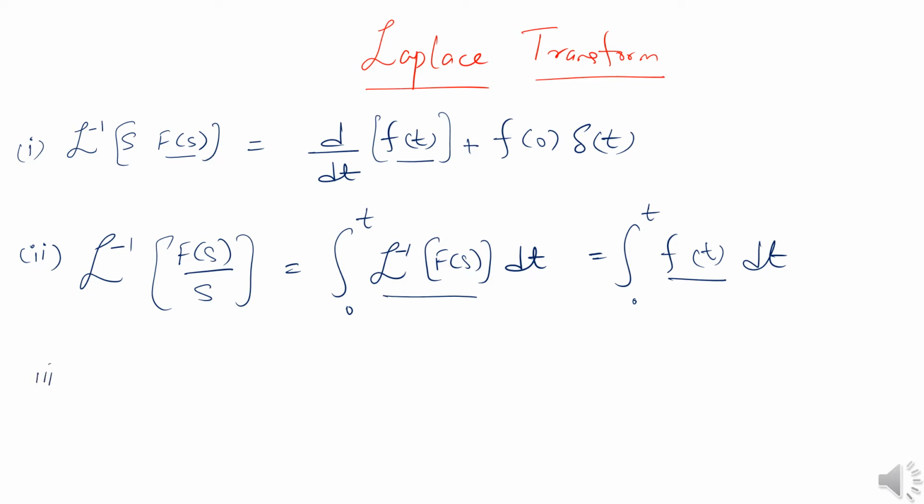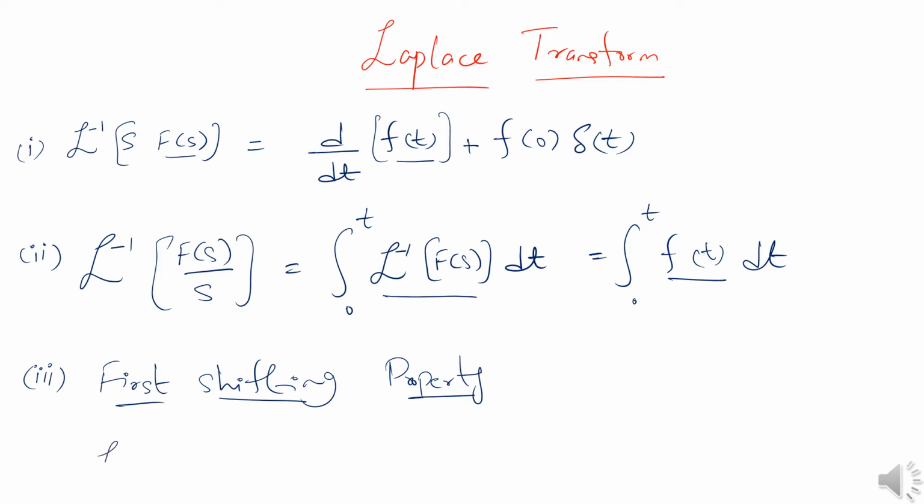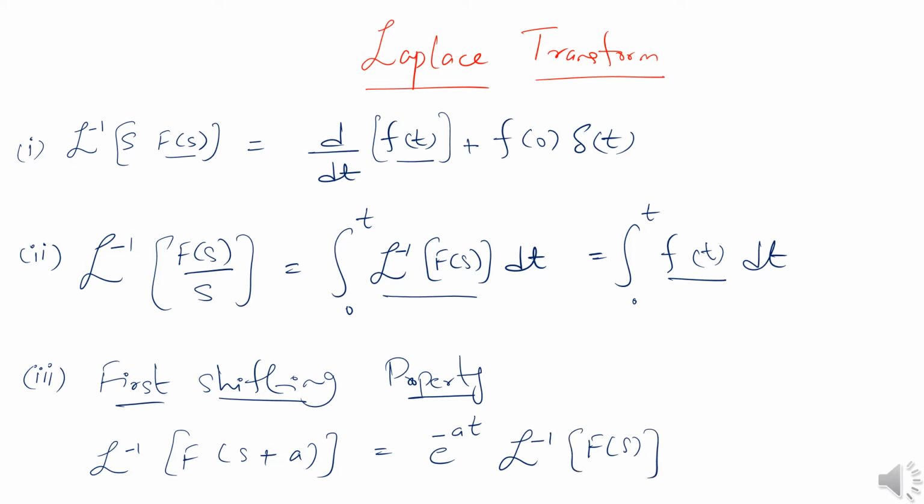The third property we learned was the first shifting property. The first shifting property is very useful in solving the inverse transform. It says that the Laplace inverse of F(s plus a) can be written as e raised to the power negative a t multiplied by the Laplace inverse of F(s). So this is the general idea we talked about in the previous lecture.